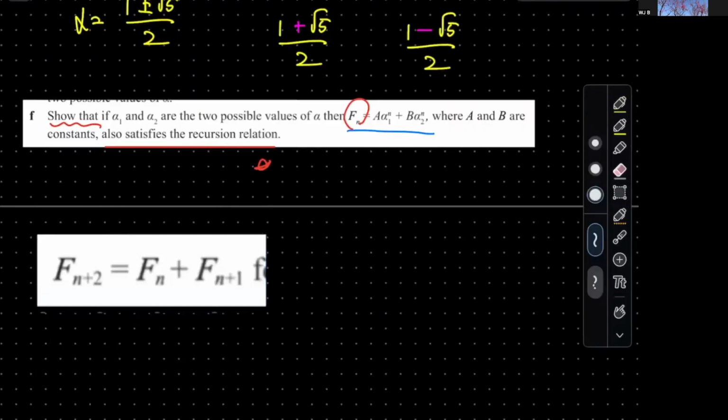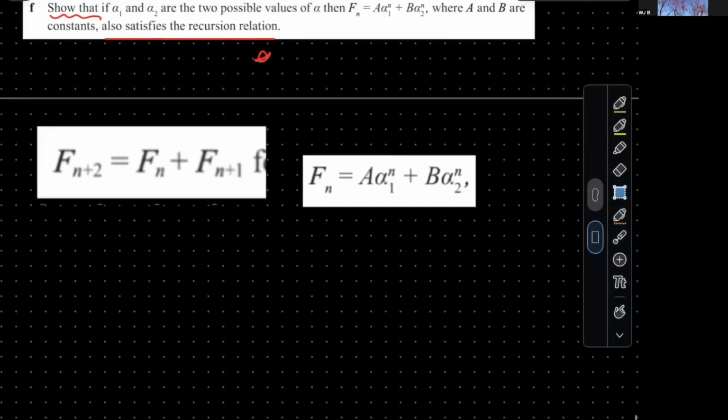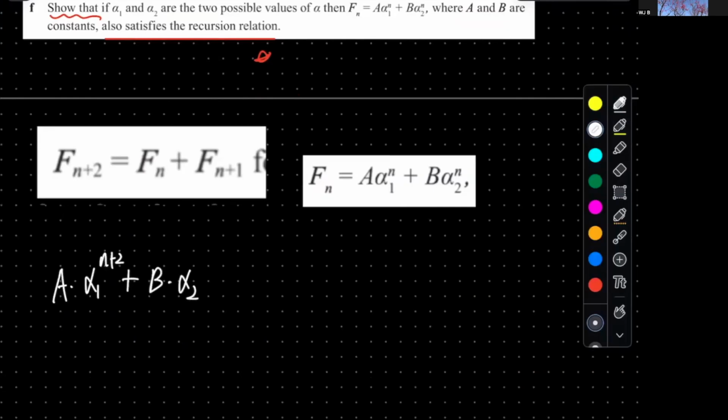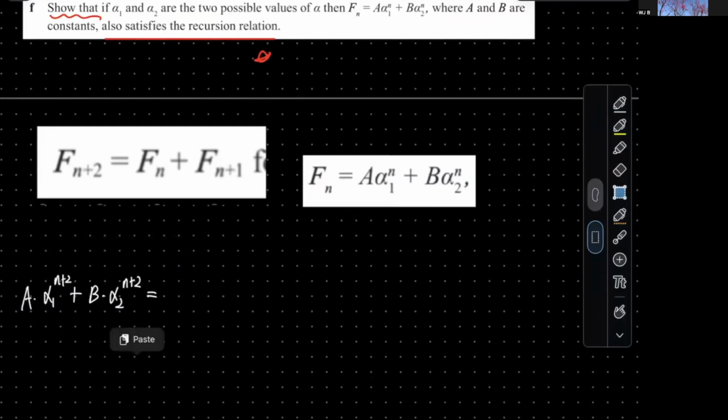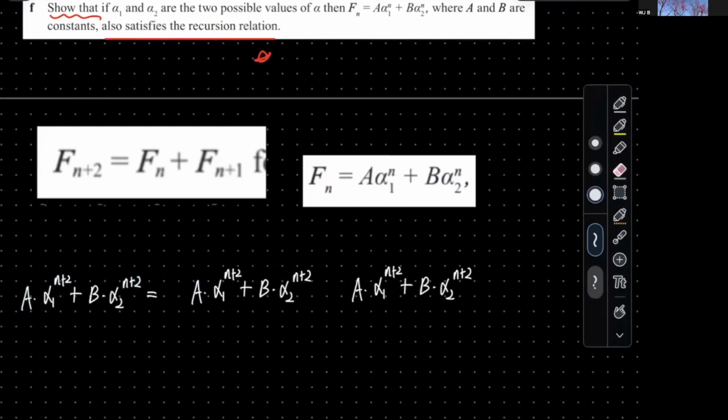Okay, let's try to plug it in then, right? We're going to substitute once again. So if I did, I'm going to raise the power to n plus 2. So I have a times alpha 1 to the power of n plus 2 plus b times alpha 2 to the power of n plus 2, great. And I'm going to replace the other two terms on the right-hand side. That's correct. Boom, boom. So it's going to be just a 1 and 0.